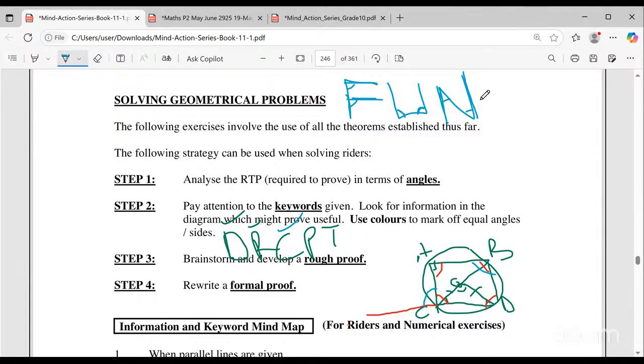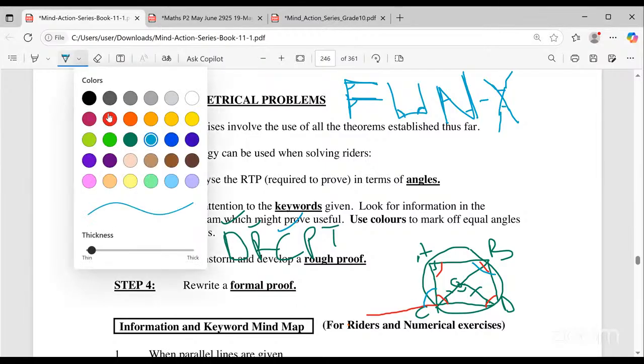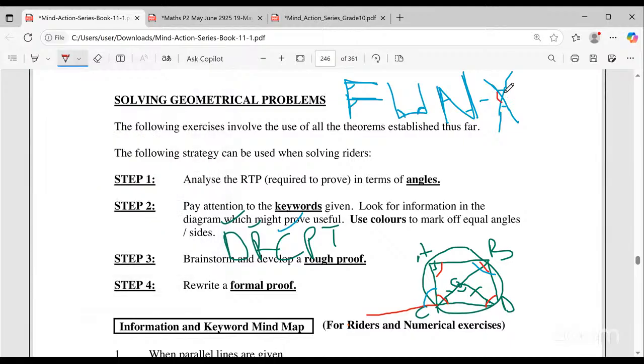Then lastly, with this maths is fun, we can have that one, but this doesn't necessarily need parallel lines. As long as you have some intersection of lines, you can say this angle is equal to this angle, vertically opposite angles, and then this one is going to be equal to this one, reason being vertically opposite angles. Then you are done with the parallel lines.